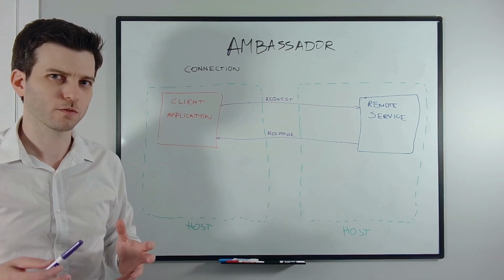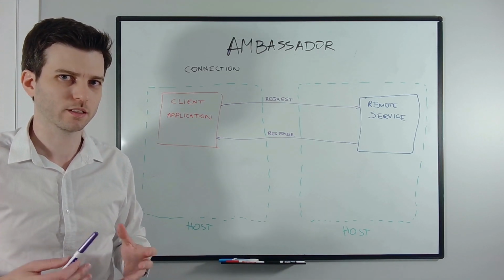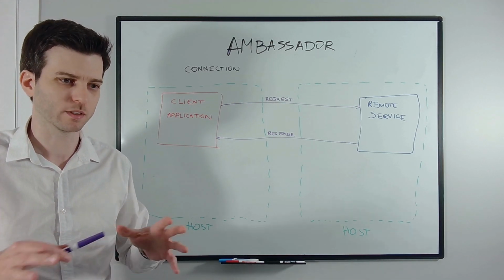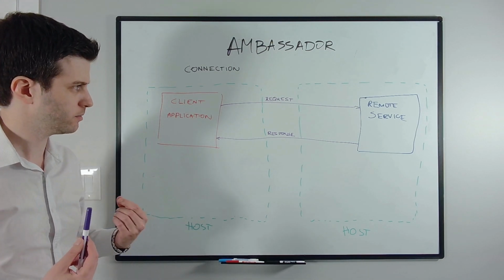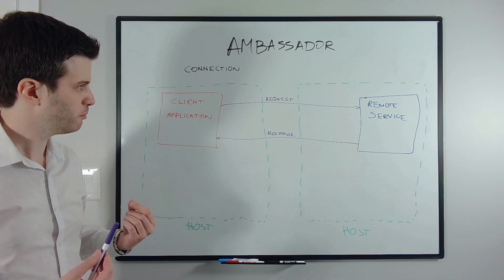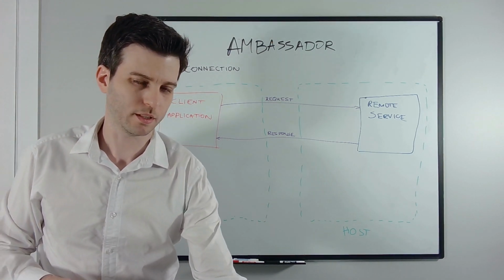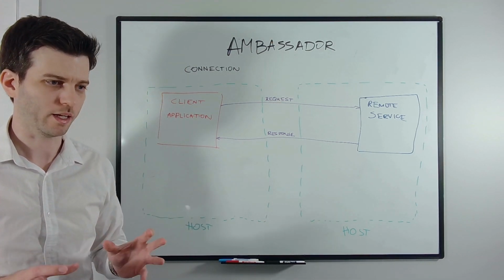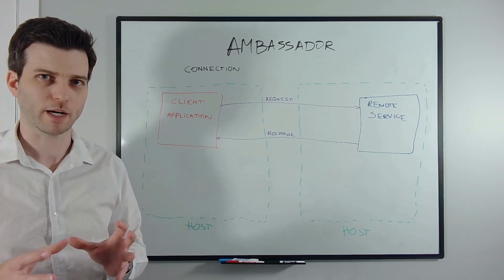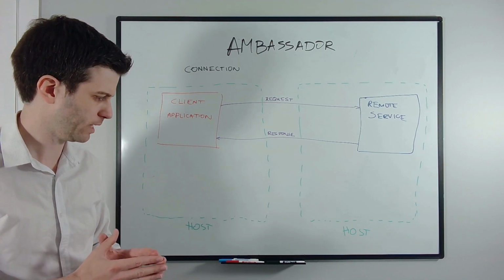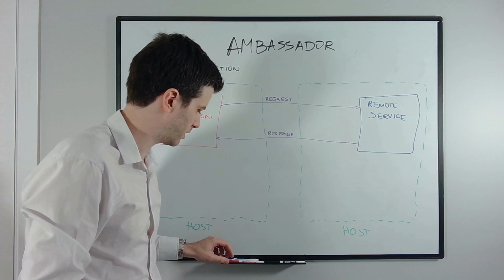Where I see a lot of confusion when I look at articles written by people all over the internet is that people don't usually understand well the difference between an ambassador and a gateway API or a gateway type of pattern. So I'm going to explain this difference here.